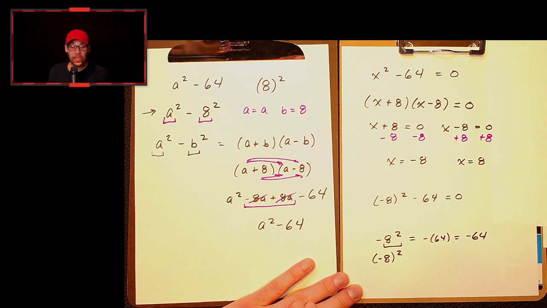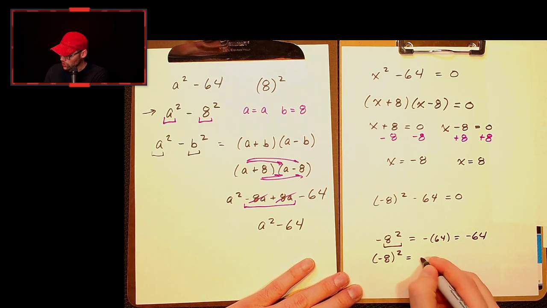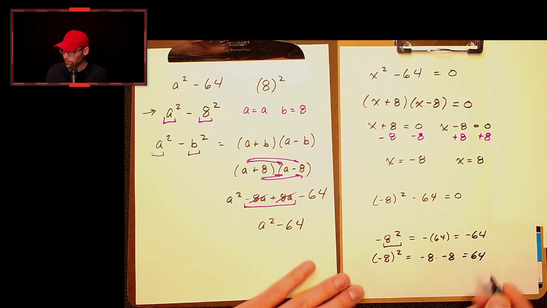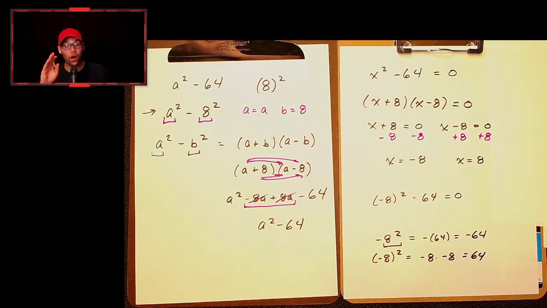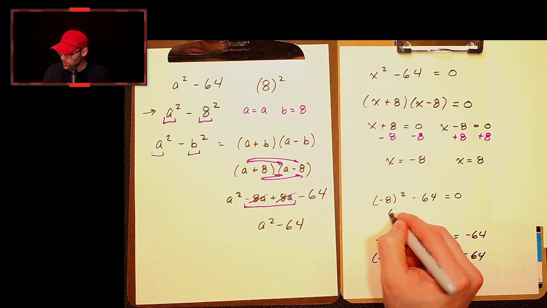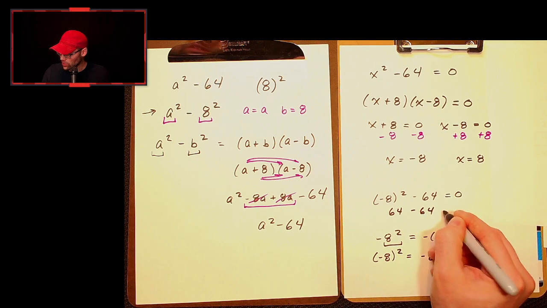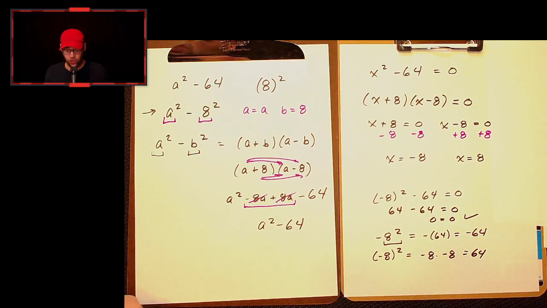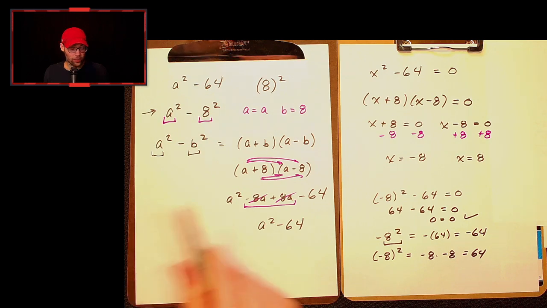Down below, negative 8 in parentheses would just be negative 8 times negative 8, which is a positive 64. So the point is, just make sure you always substitute using parentheses in a math class. Negative 8 squared in parentheses is going to be 64 minus 64, which is 0. 0 equals 0. You can be 100% sure that you've got the correct factors.